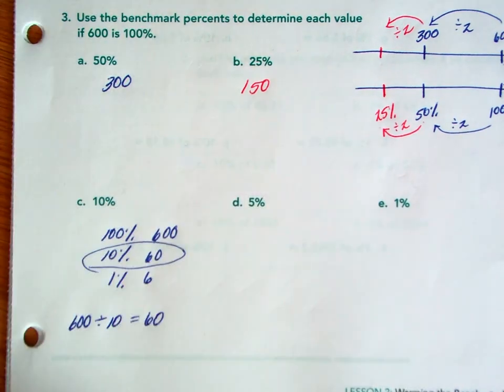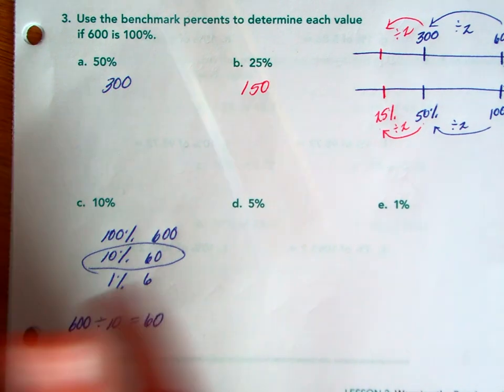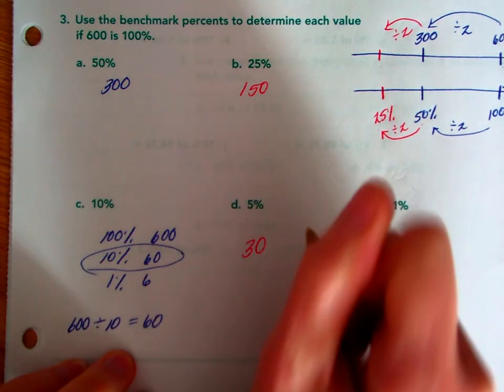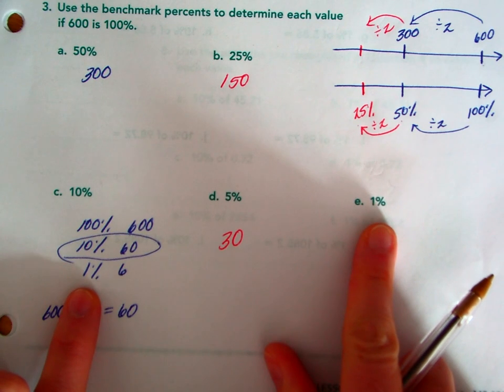5% is half of 10%. So what are you going to put? 30. 1% I already showed you with the place value. 6.